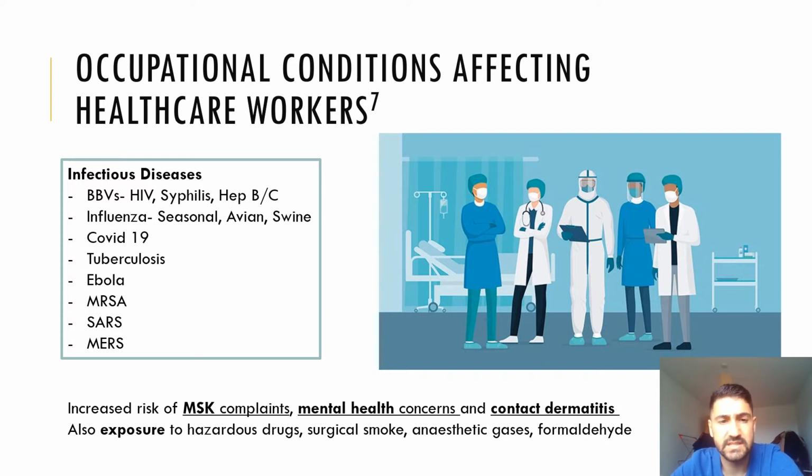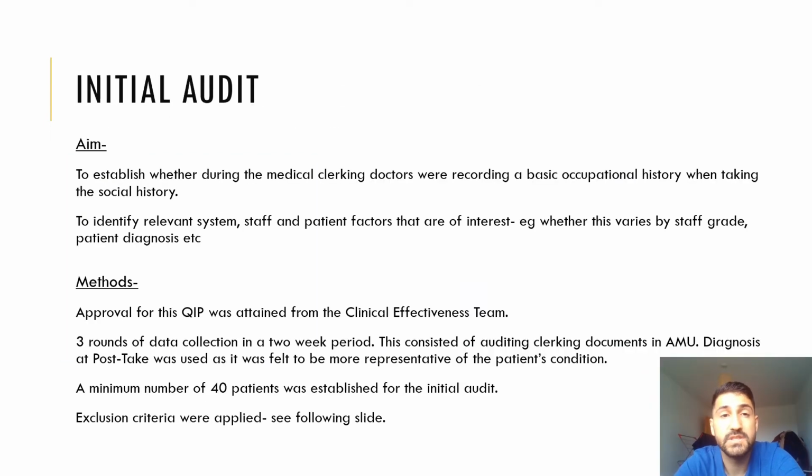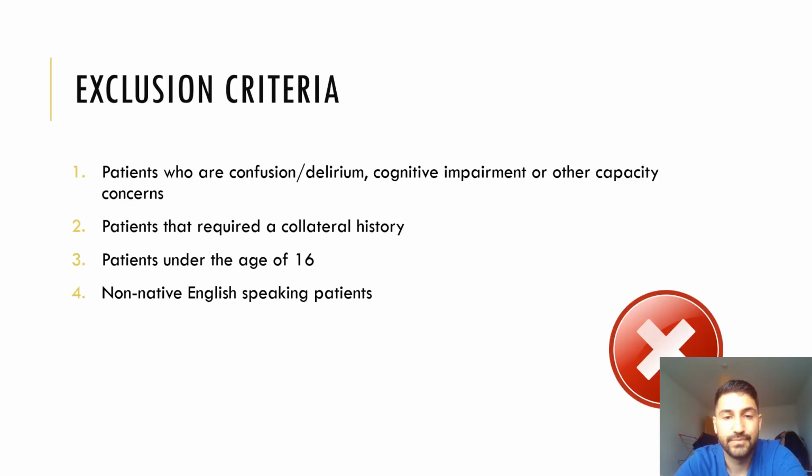So my first action was to audit whether we were taking occupational histories during our acute medical clerkings. So I audited documents in the AMU over a period of 2 weeks. I used strict exclusion criteria, trying to exclude anybody who was acutely confused, people that required a collateral history, younger patients, and also non-native English-speaking patients.